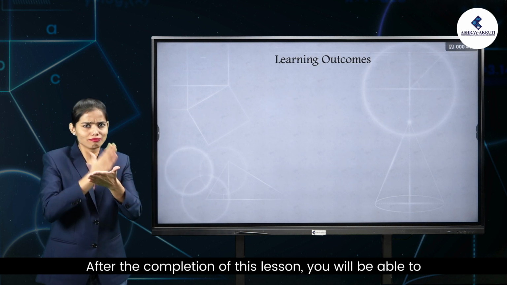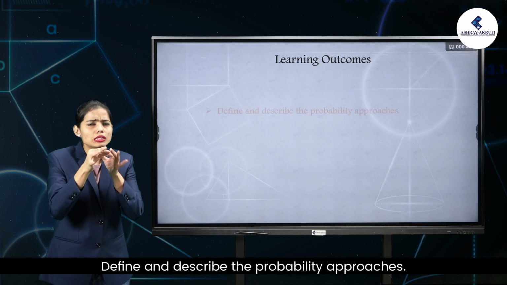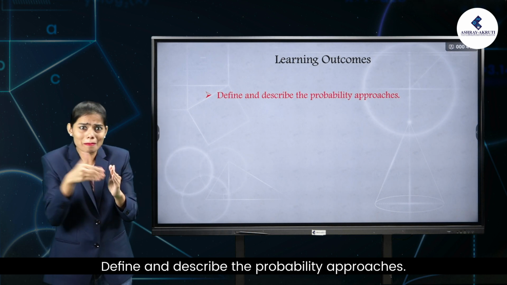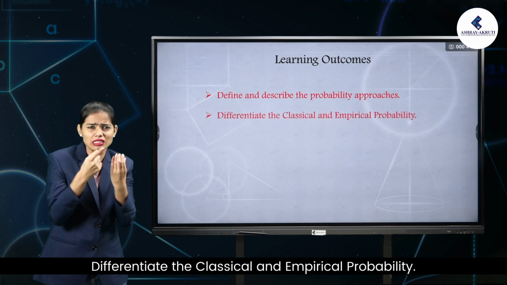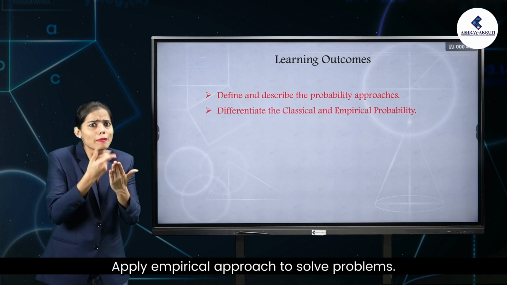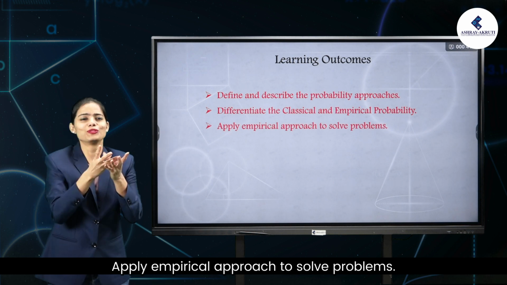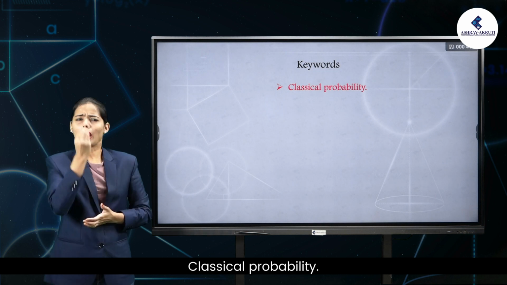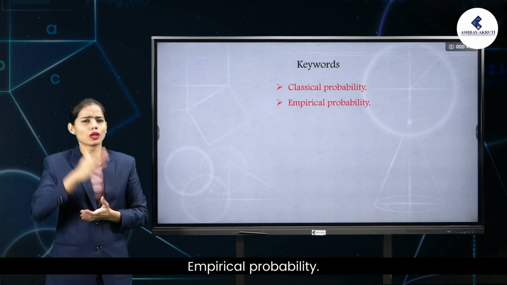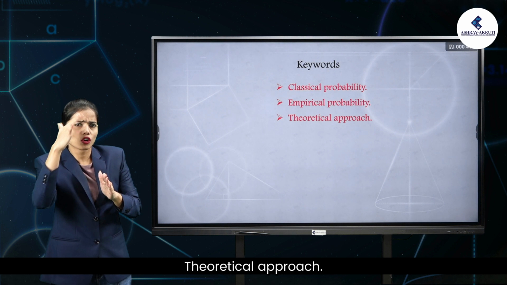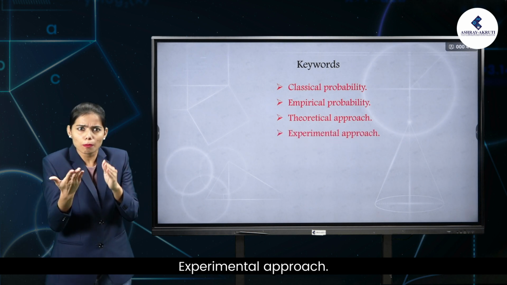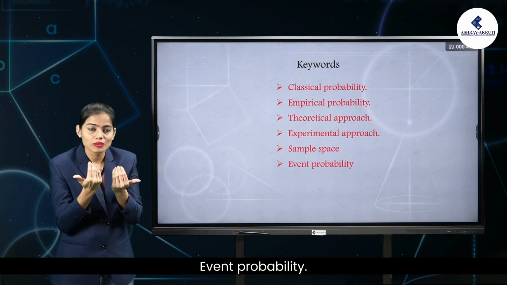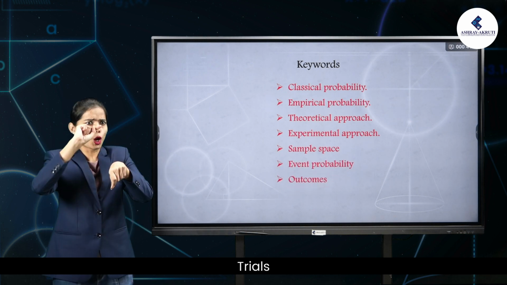After the completion of this lesson, you will be able to define and describe the probability approaches. Differentiate the classical and empirical probability. Apply empirical approach to solve problems. Keywords: classical probability, empirical probability, theoretical approach, experimental approach, sample space, event, probability, outcomes, trials.